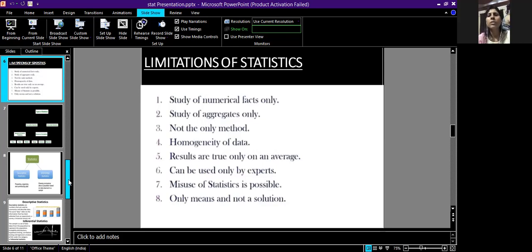One of the limitations is that the tools of statistics can only be used by experts. Those who have the knowledge of statistical tools can only apply them to generate the relevant information from the data.